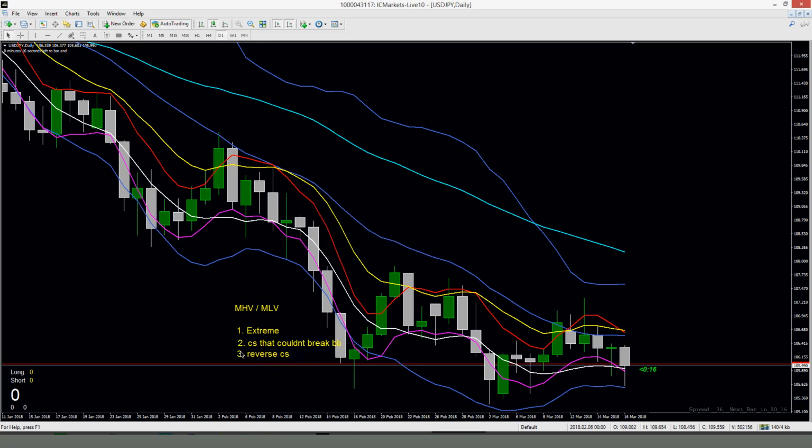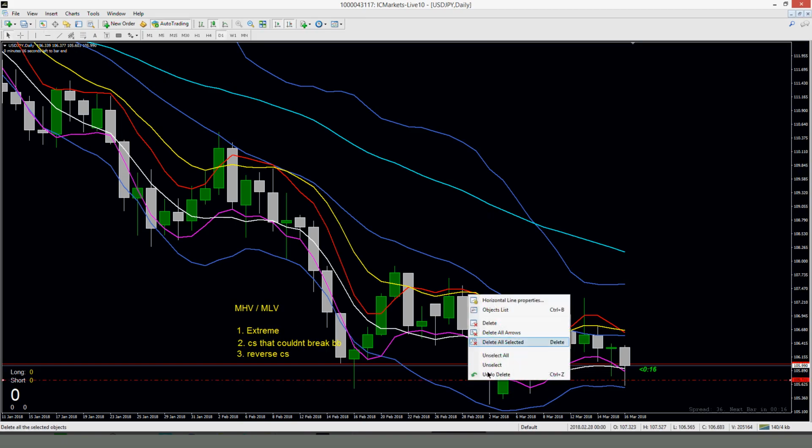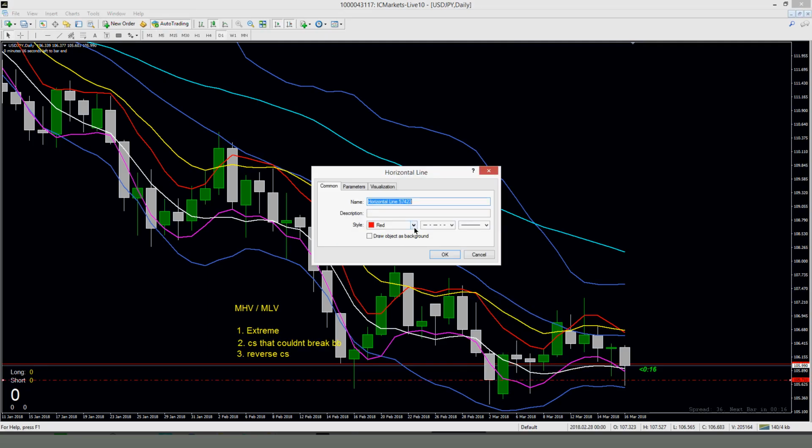And finally, once we do have these two, the candle that couldn't break the low BB and a reverse candle, you need to mark the lowest body. When you mark the lowest body, it is obviously at the lowest point.